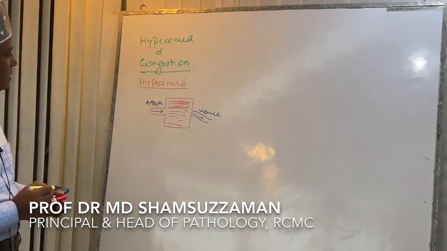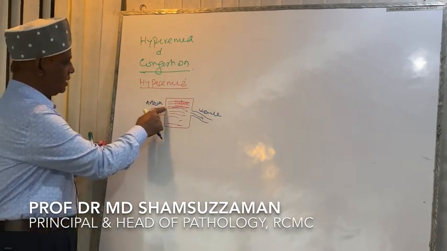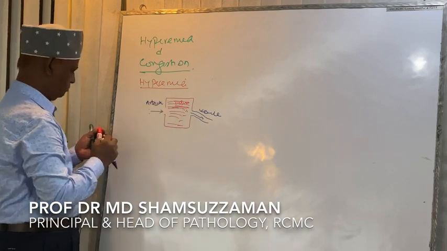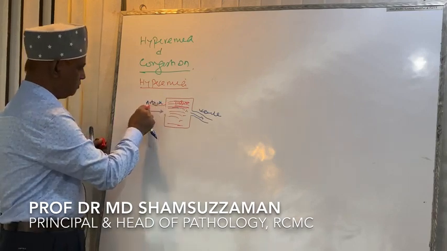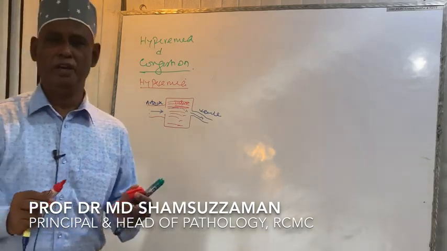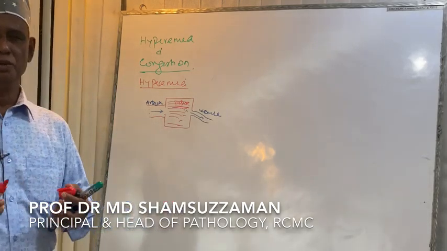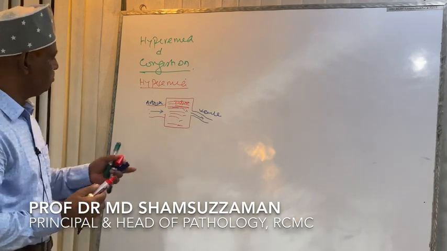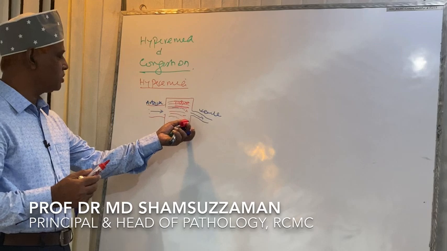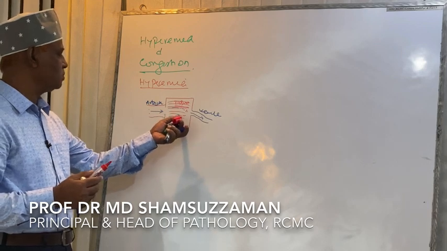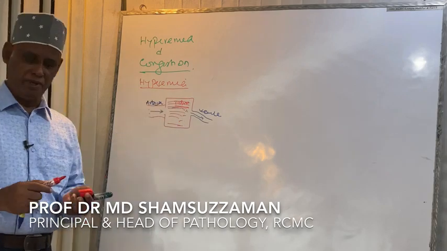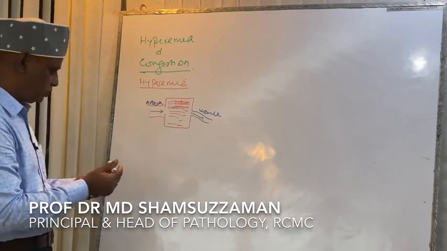Dear audience, if there is arteriolar dilatation, what will happen? There will be increased volume of blood within the tissue. This increased flow of blood in the tissue following arteriolar dilatation is known as hyperemia. So now come to the definition of hyperemia.